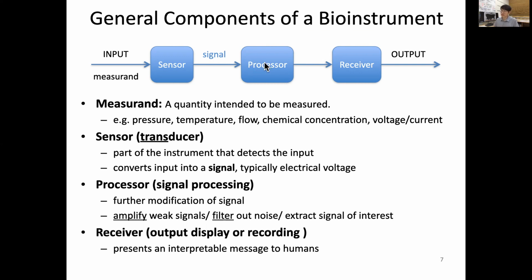After signal processing, we need to get to the receiver, for example an output display or recording. It presents an interpretable message to humans, clinicians, or the patient. So in a nutshell, the input is sensed by the sensor or transducer and converted into an electrical signal, and you process the signal, and then it goes to the receiver to display or record the results as an output.